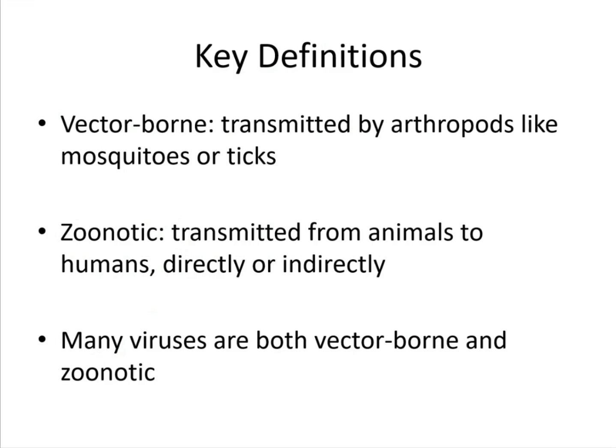Just key definitions. Vector-borne means it's transmitted typically by an arthropod, not exclusively, but typically mosquitoes or ticks. Zoonotic, it's transmitted from animals to humans directly or indirectly. And there's also many cases where it could be both, one or the other, depending on the situation.